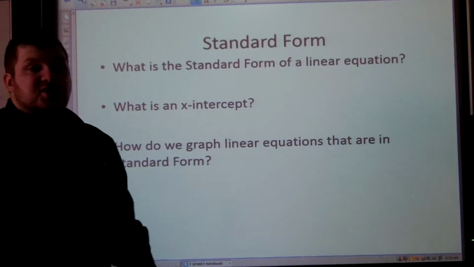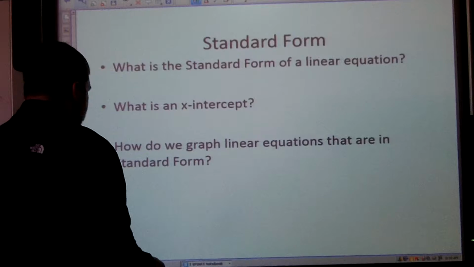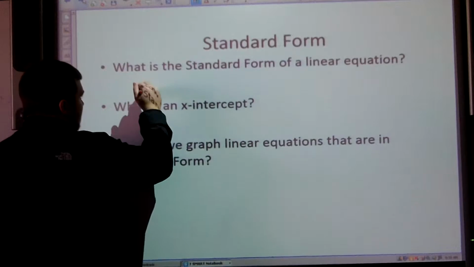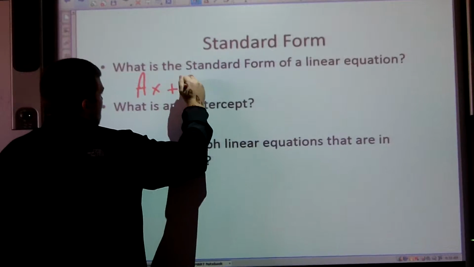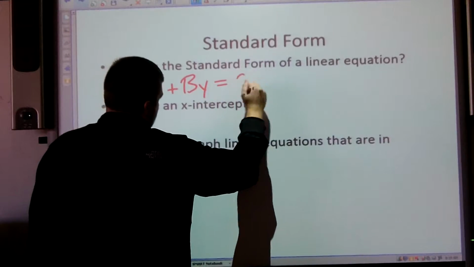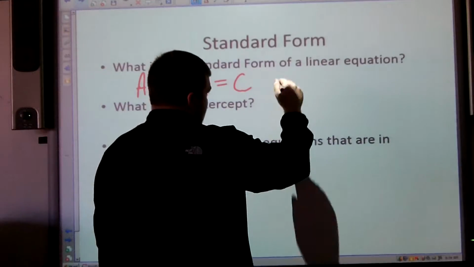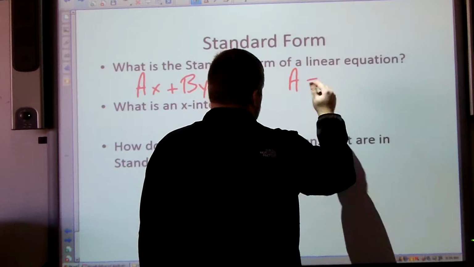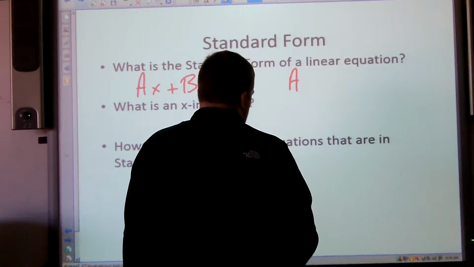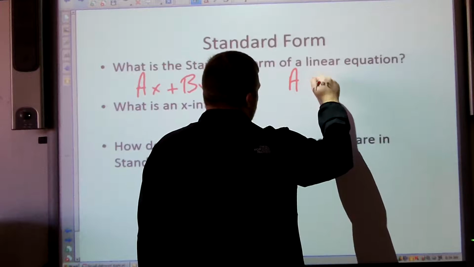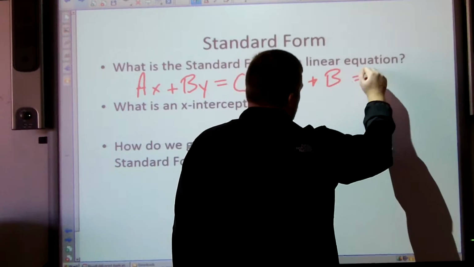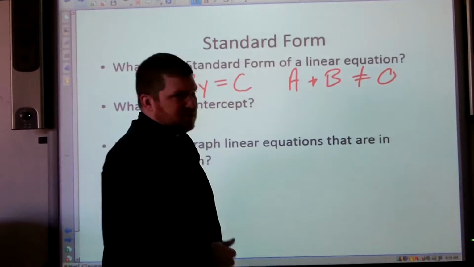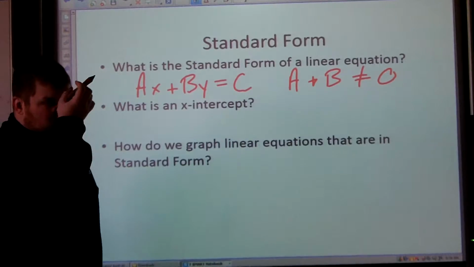Okay. What's the standard form of a linear equation? You might remember this, you might not, but it's ax + by = c. And here, a and b are not both equal to 0 at the same time. One can be equal to 0, but not both.